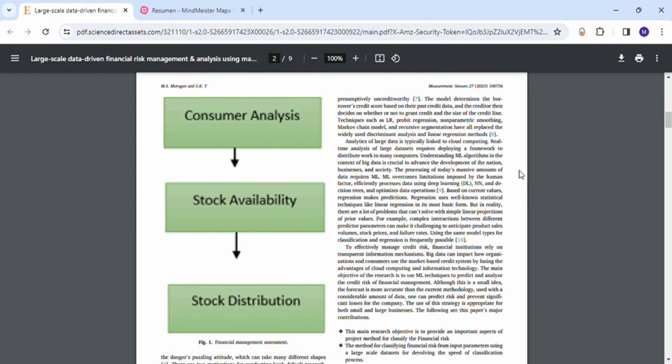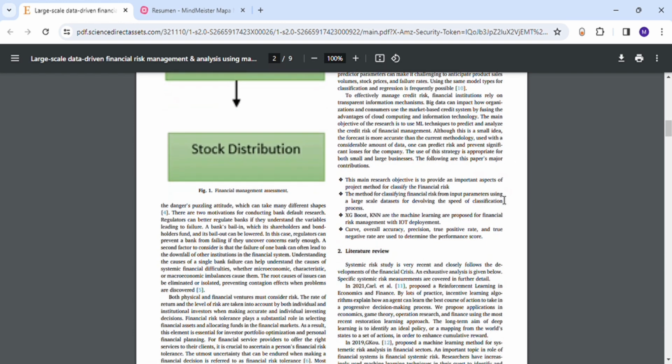To effectively manage credit risks, financial institutions rely on transparent information mechanisms. Big data can impact how organizations and consumers use the market-based credit system by fusing the advantages of cloud computing and information technology. The main objective of the research is to use ML techniques to predict and analyze the credit risks of financial management. Although this is a small idea, the forecast is more accurate than the current methodology used with a considerable amount of data. One can predict risk and prevent significant losses for the company. The use of this strategy is appropriate for both small and large businesses.